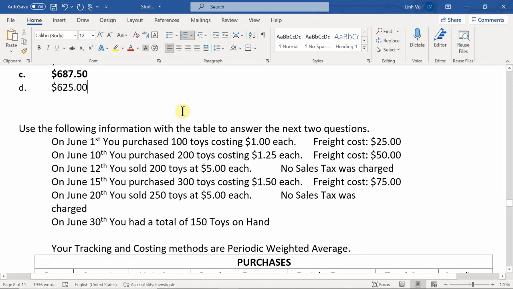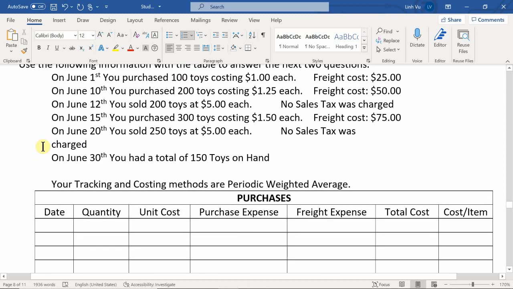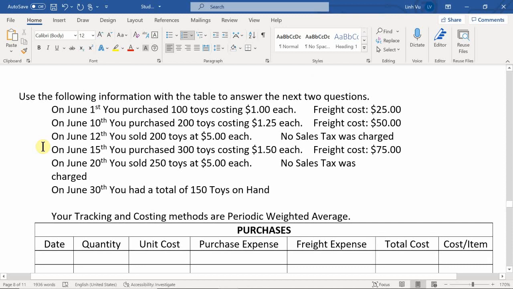Any questions there? No. All right, so we have the same exact scenario for the next one, except the key difference is that your tracking and costing methods are periodic weighted average. Okay, if you can do FIFO, you might as well do LIFO. In this case, I'm asking you to do weighted average. So let's see the scenario.